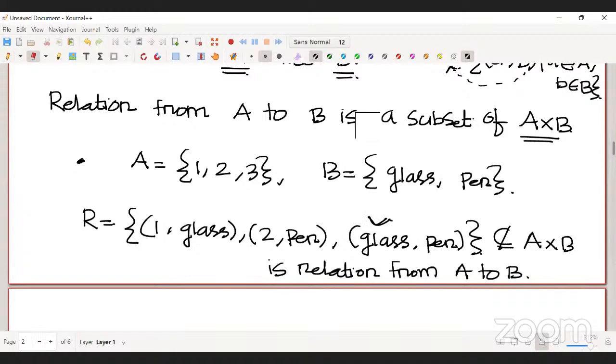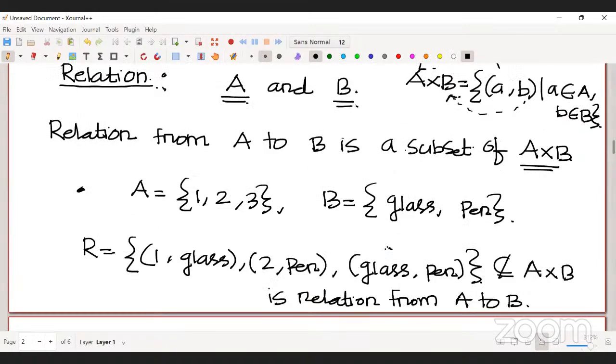So as you can see, glass. If you go back and check the definition, the first element of the tuple should be a member of A. Here this glass is not a member of A, it's a member of B. So this element is not inside A cross B. That's why R cannot be a subset of A cross B. So that's why R is not a relation from A to B. Okay.